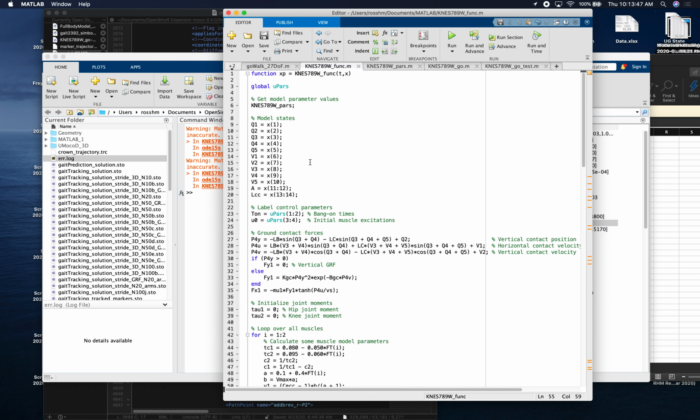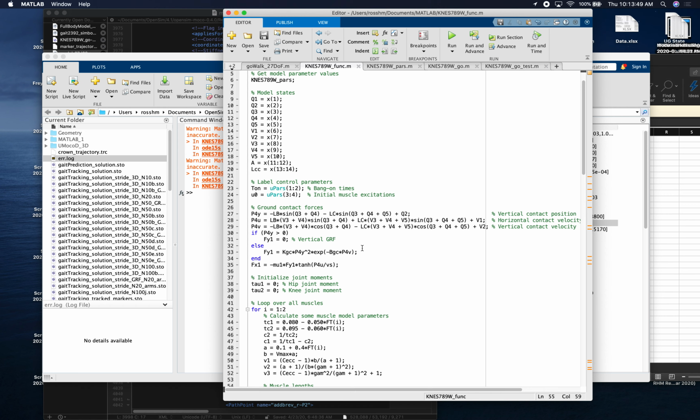So if I go here into my model function and go down to where I'm specifying the vertical contact force, those warnings are coming from this exponential damping term here. And I'm going to replace that with a linear approximation here. I'm going to replace the exponent with 1 minus the damping coefficient times the velocity of the contact point.